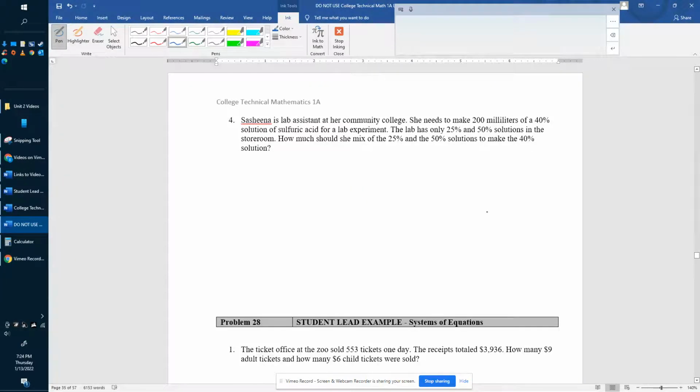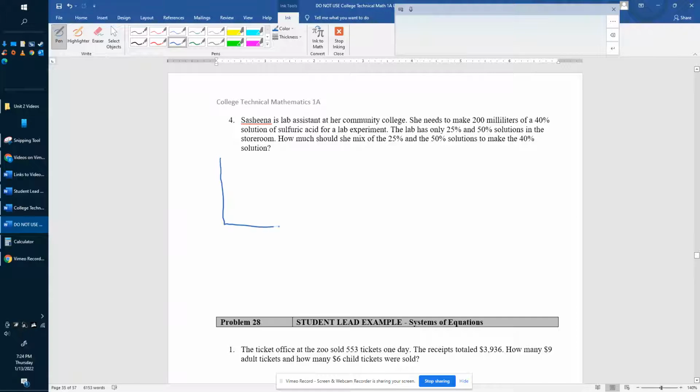All right, one more example before you try a few of these on your own. It's completely up to you if you want to use this box method or the first method I introduced in this section. Shashina is a lab assistant at her community college. She needs to make 200 milliliters of a 40% solution of sulfuric acid for a lab experiment. The lab only has 25% and 50% solutions in the storeroom. How much should she mix of the 25 and 50% solutions to make 40% solution?